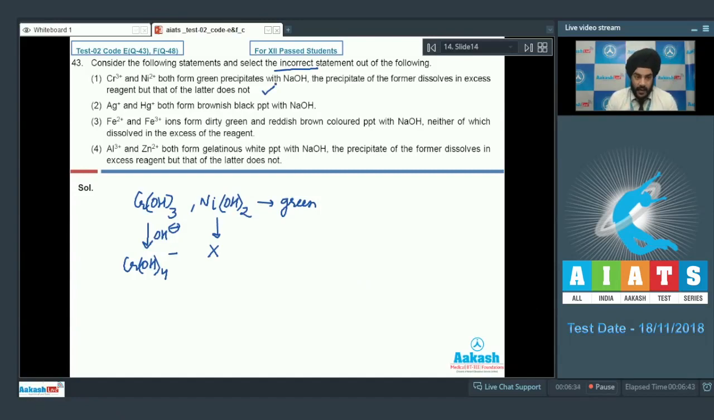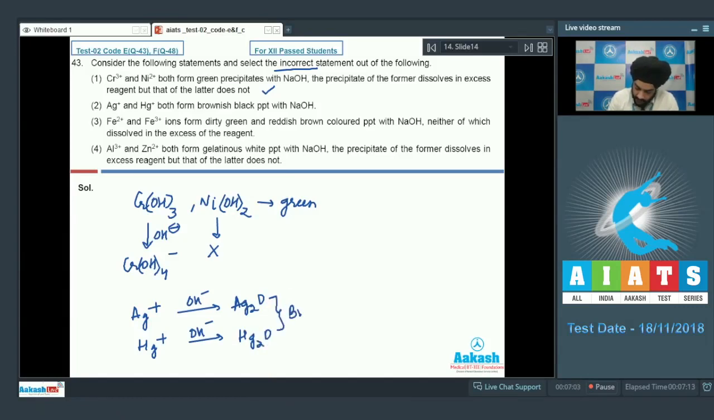Let us look at statement 2 now. Ag+ and Hg+ both form brownish black precipitate with NaOH. This statement is also correct, students. Ag+ and Hg+, they both form their oxides on reaction with OH- ions. So Ag forms Ag2O, whereas Hg forms Hg2O. Both of them are brownish black in color.